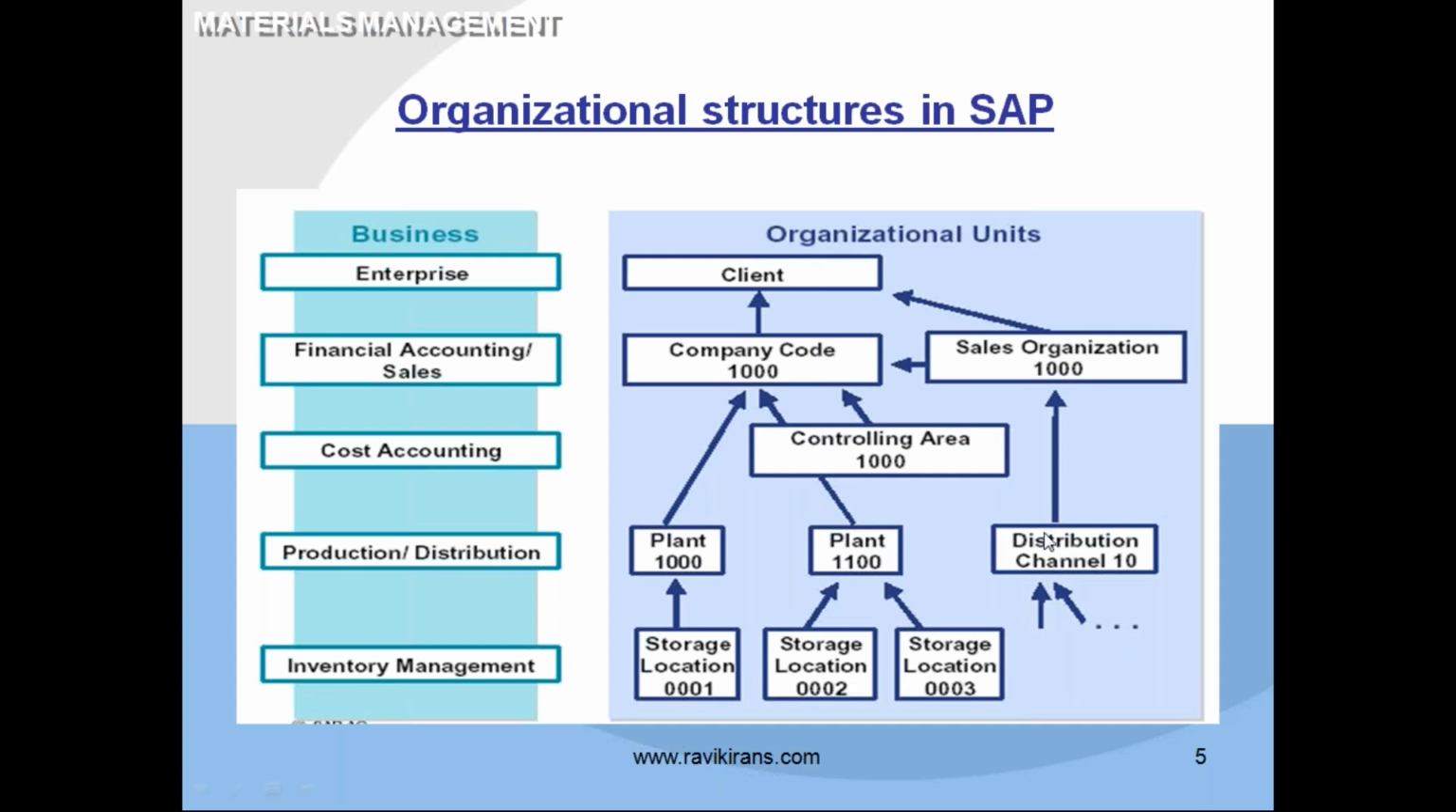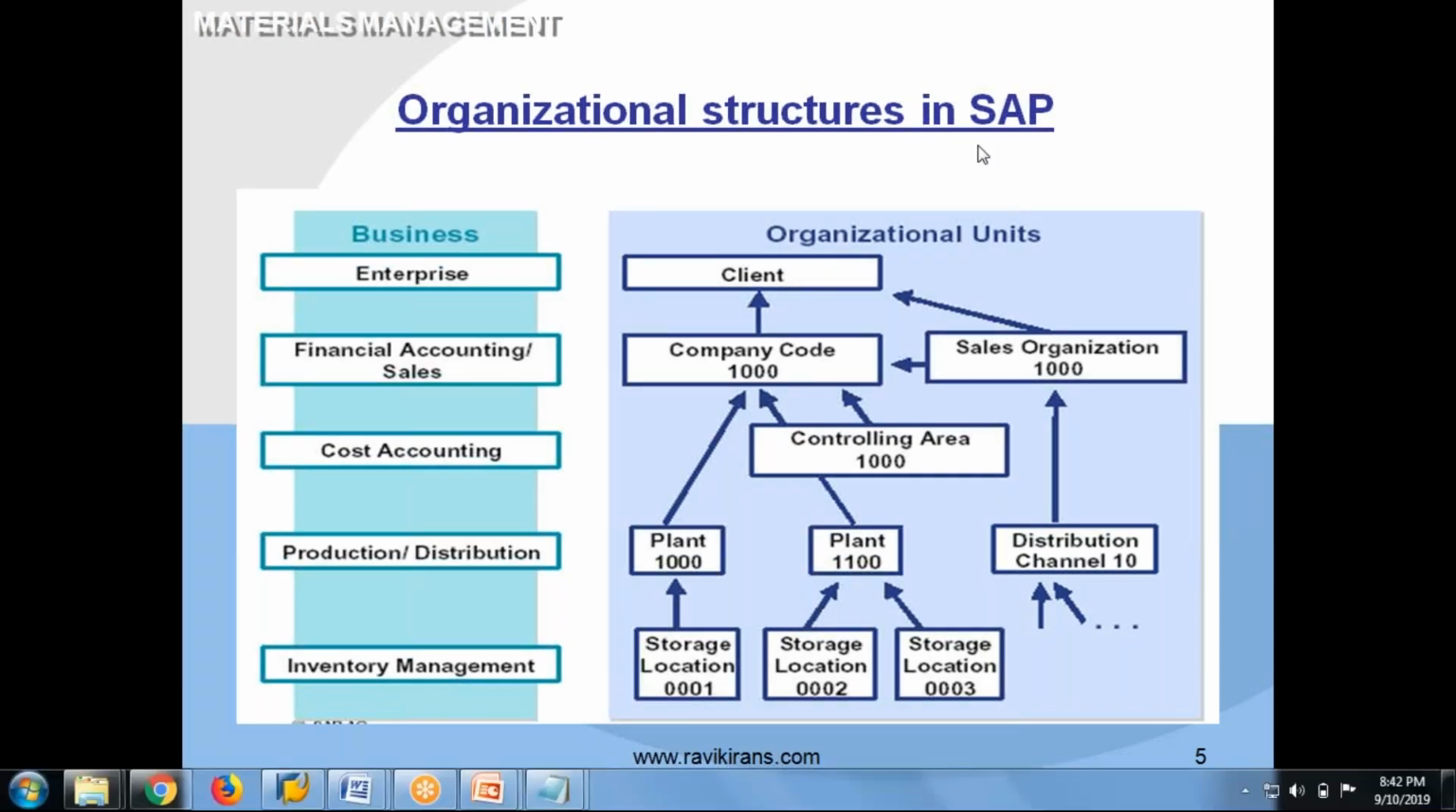So here you can see this. This is FI. This is SD. This is CO. This is PP. And this is SD. And this is again MM. So everything is coming up in all the departments. So in the business side, take these org structures in SAP. On the business side, we have enterprises, financial accounting, cost accounting, and the org units. So this one we need to go and customize in the SAP system.